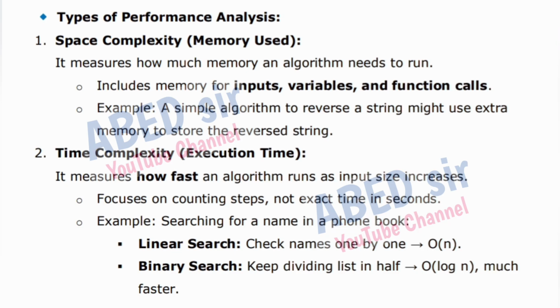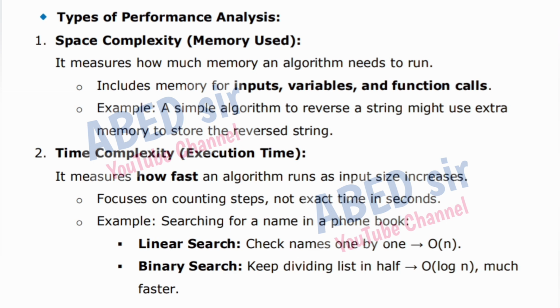1. Space complexity, memory used. It measures how much memory an algorithm needs to run. Includes memory for inputs, variables, and function calls. Example, a simple algorithm to reverse a string might use extra memory to store the reversed string.